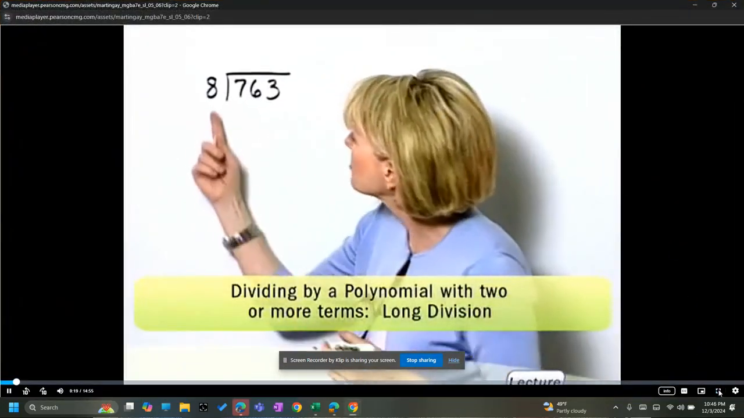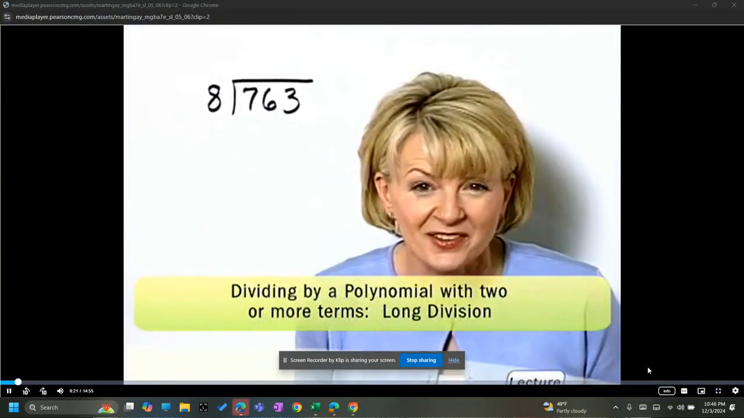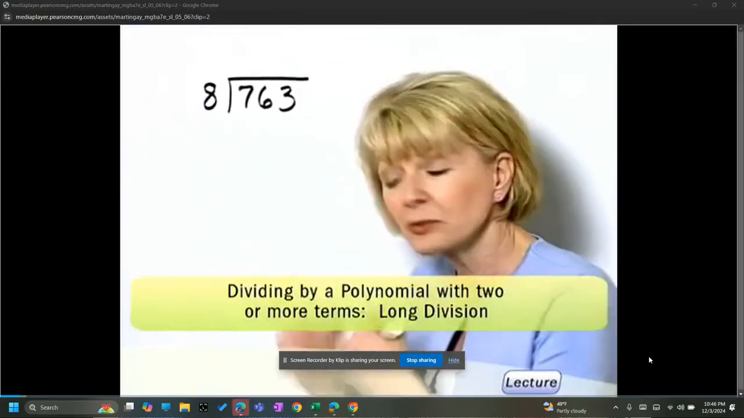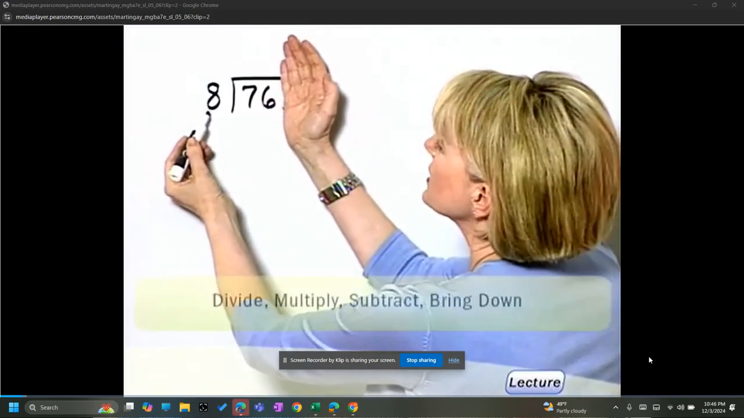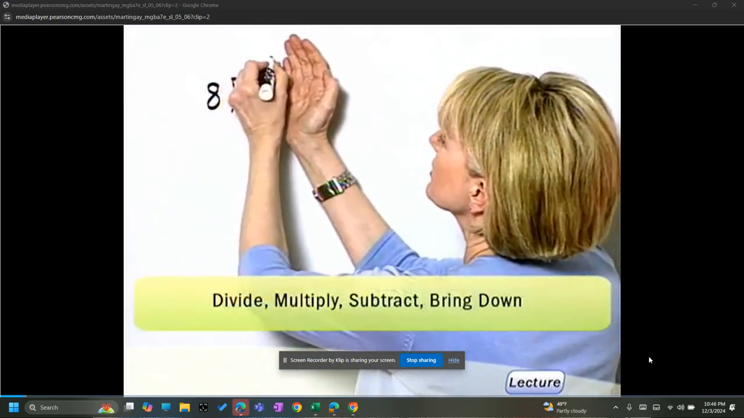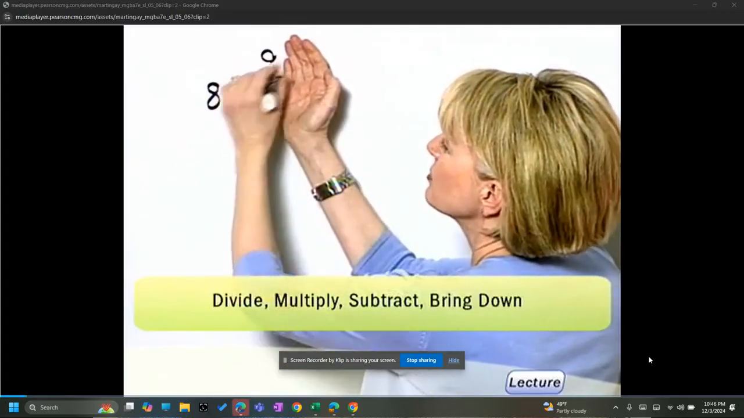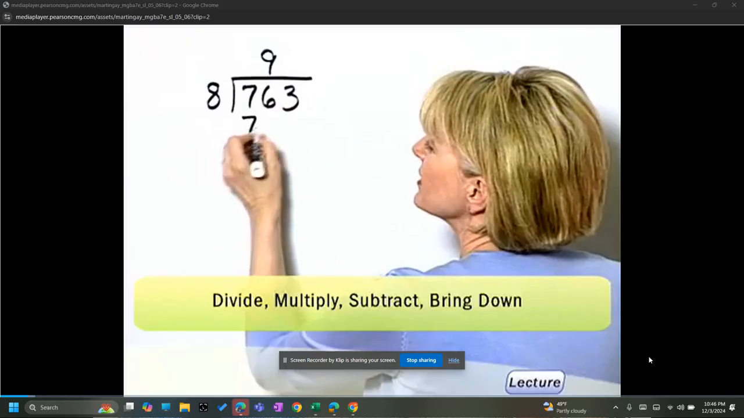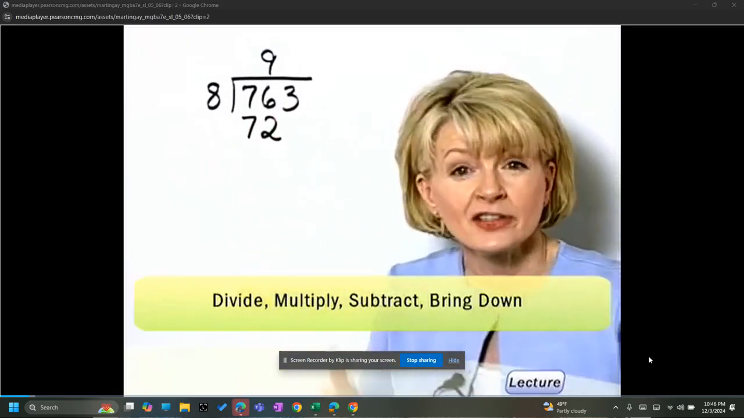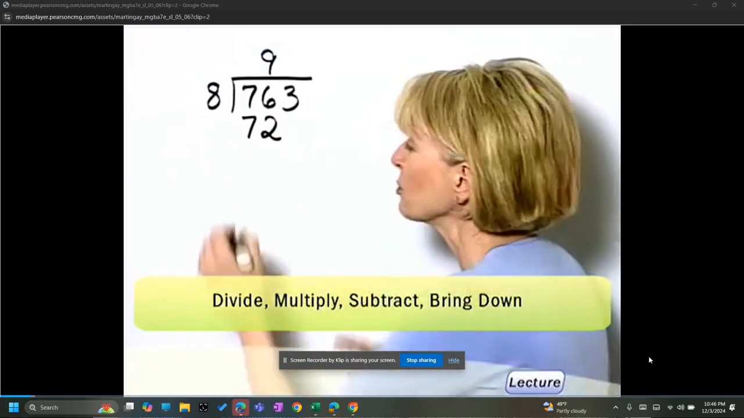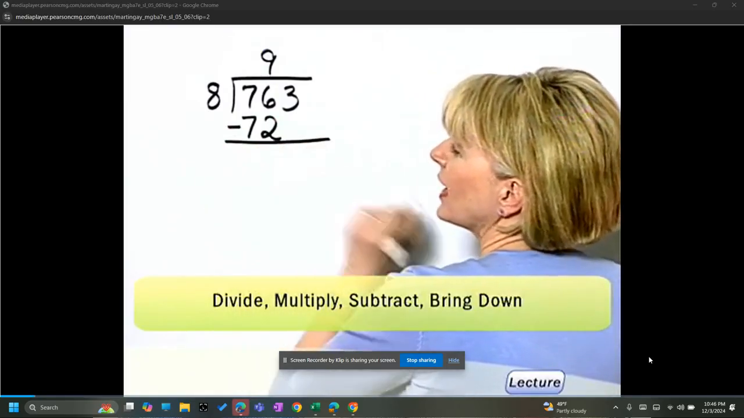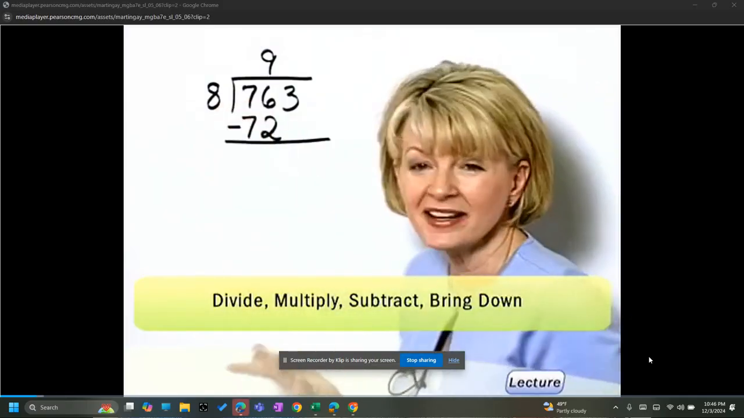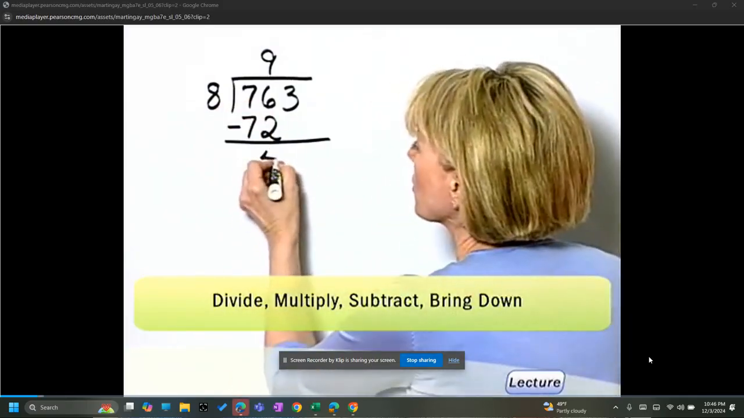Let's recall that by dividing 8 into 763. How do we perform long division? Well, we say 8 divides into 76 9 times. 9 times 8 is 72, and then don't forget we subtract. I'll draw my line and we subtract. 76 minus 72 is 4.